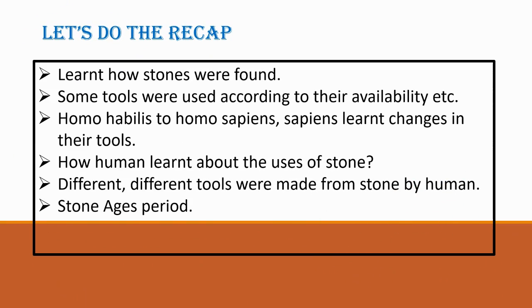Let's do the recap of our module 1, Stone Age and Stone Tools. In this module we learn about how stones were found. Some tools were used according to their availability, etc. Homo habilis to Homo sapiens learned changes in their tools. How humans learned about the uses of stone. Different tools were made from stone by humans. And last we learn about the Stone Age period.